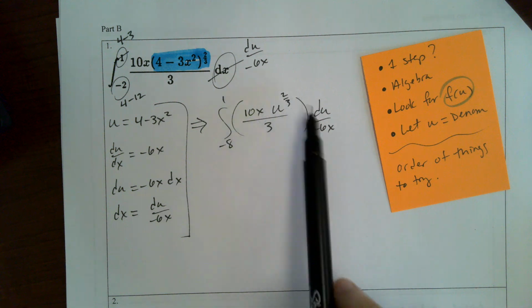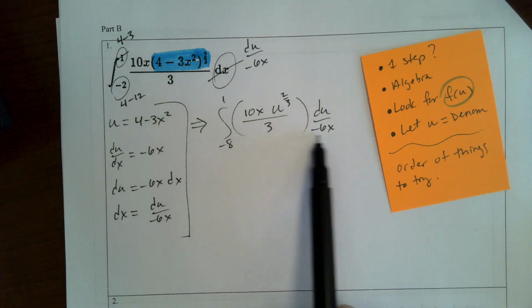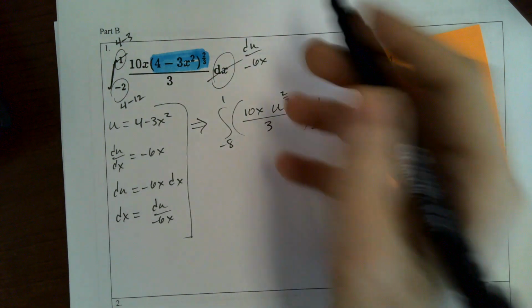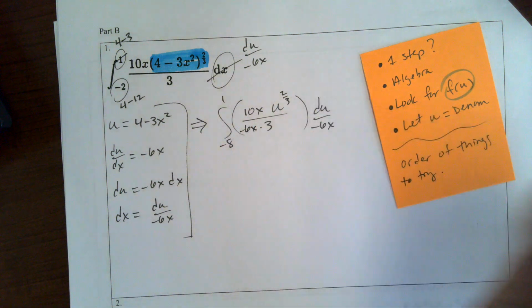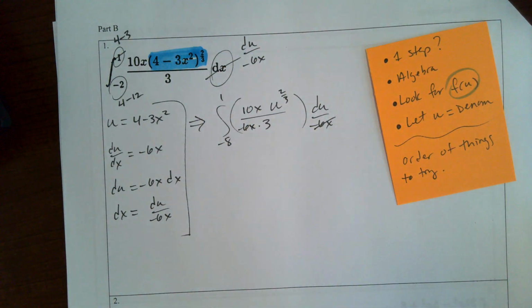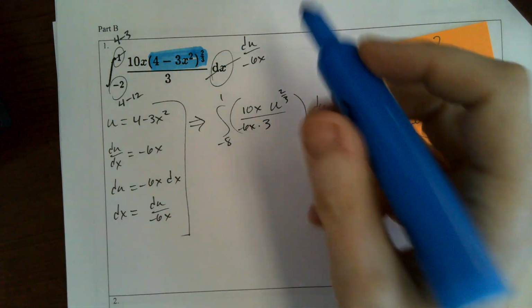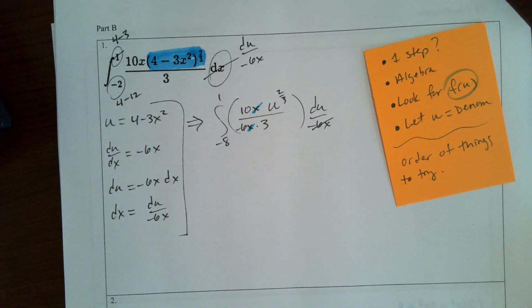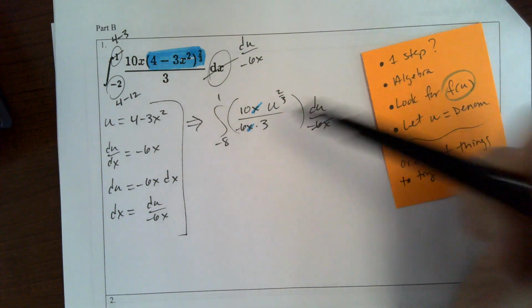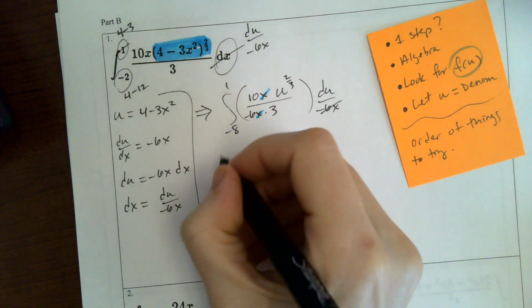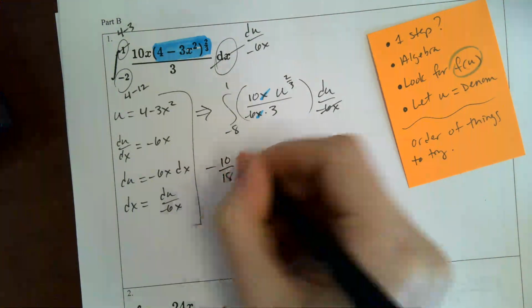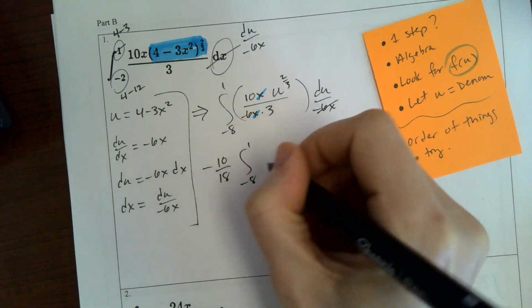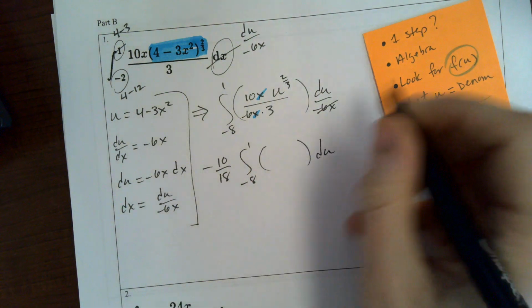So this is just like multiplication here. So the negative 6x, I can put inside instead. Do the x's cancel? Absolutely, and you want that to happen. Now we've got a coefficient, we've got 10 over negative 18, so I'll take that out front. So negative 10 over 18.